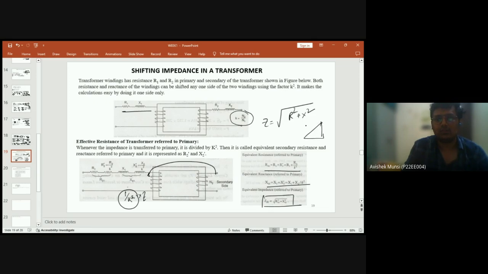this is Z, this is R, correct? Fine. So this will be our power factor angle.